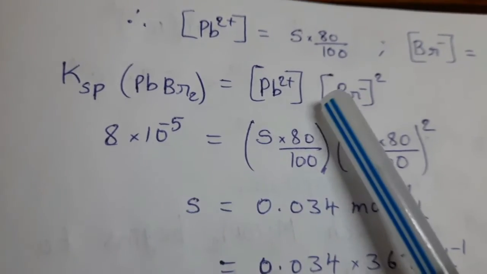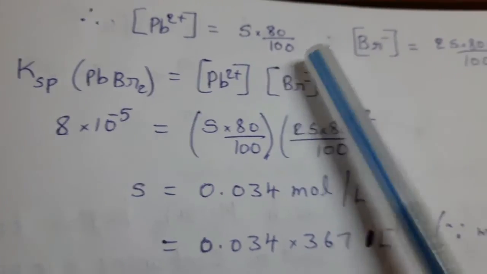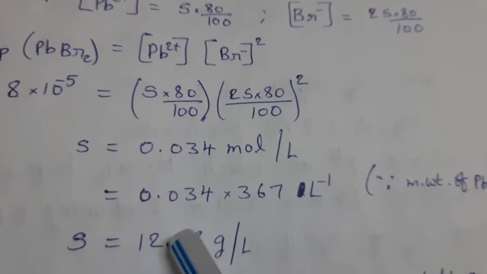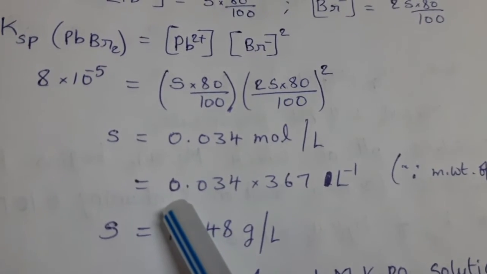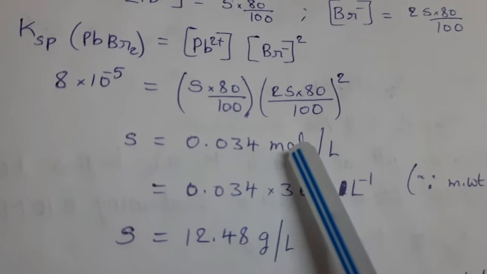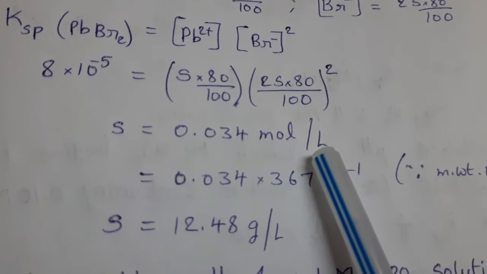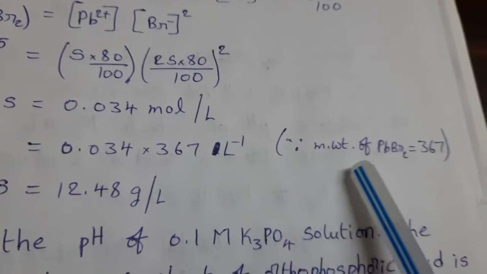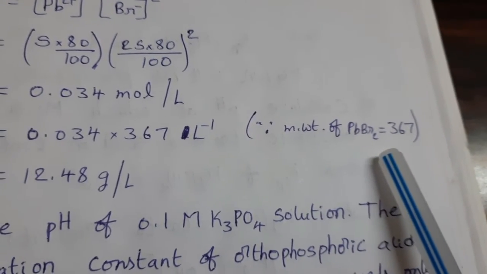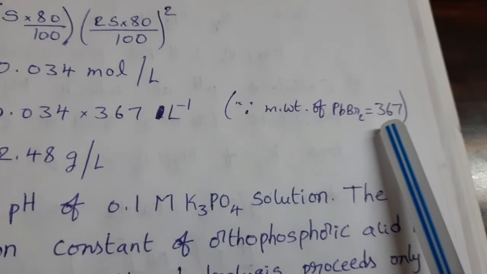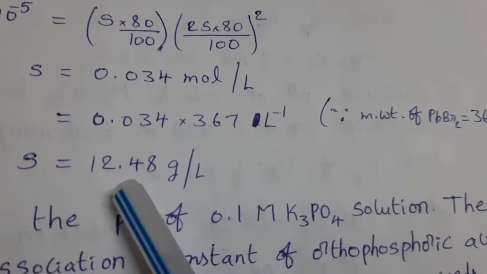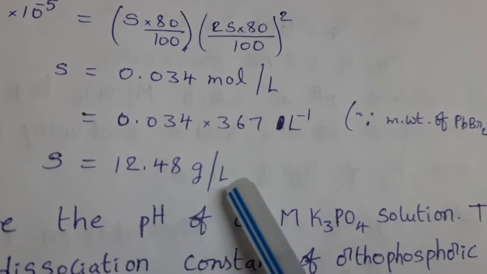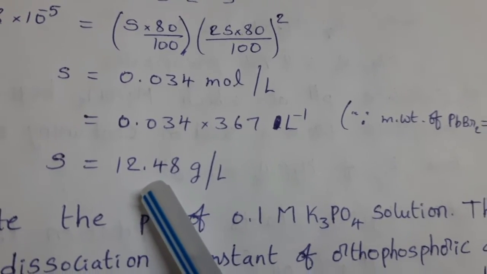Substitute that one. And for this ion, this is the concentration. For this ion, this is the concentration. So after substituting, we can get the solubility, 0.034 moles per liter. Now change this into gram per liter. Then we have to multiply this value with the molecular weight of PbBr2, lead bromide. So lead bromide molecular weight is 367. Multiply this, then we can get it in terms of grams. So solubility in terms of grams per liter is 12.48.